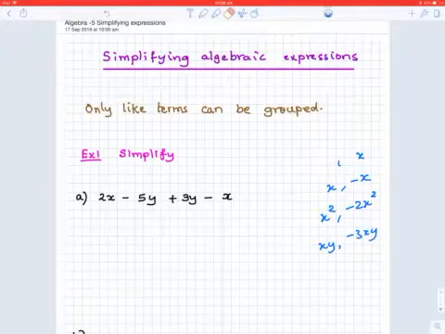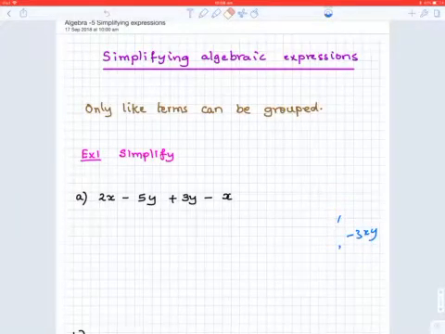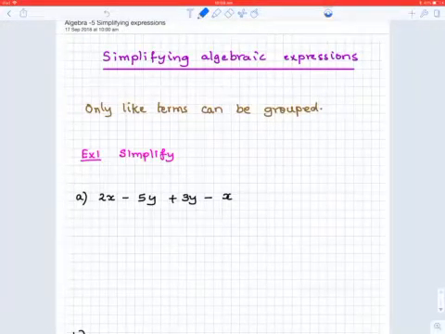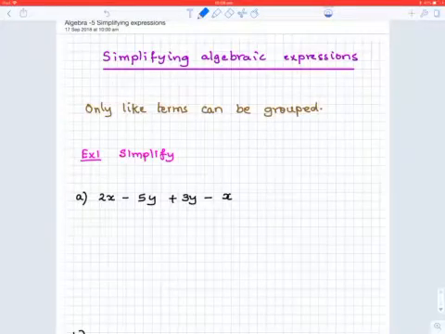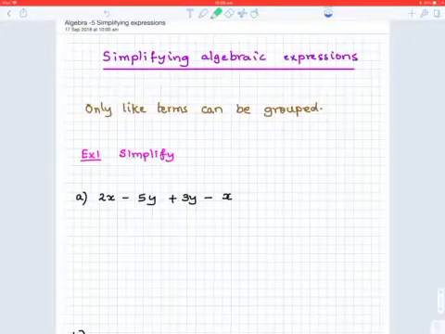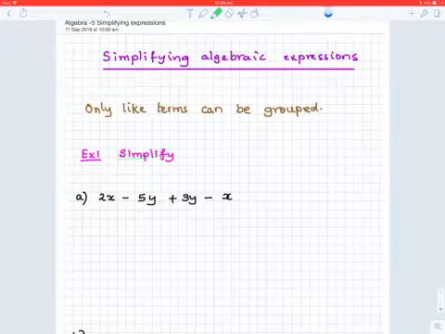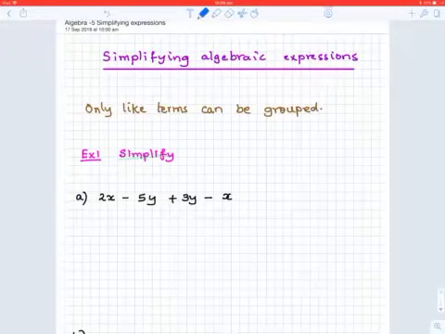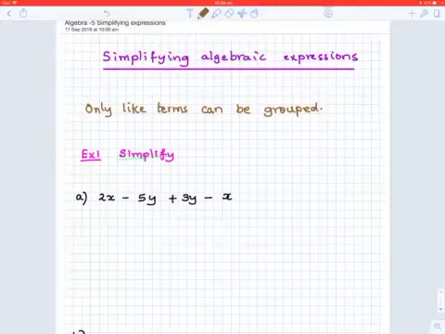Now when you want to add or subtract, we have to group the like terms. When the question is given, you should be able to identify the like terms. We'll start with the question. Simplify. The first question is 2x minus 5y plus 3y minus x. First, we need to identify the like terms.